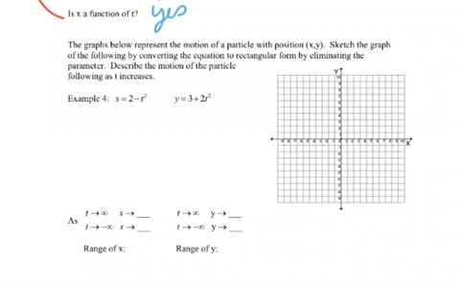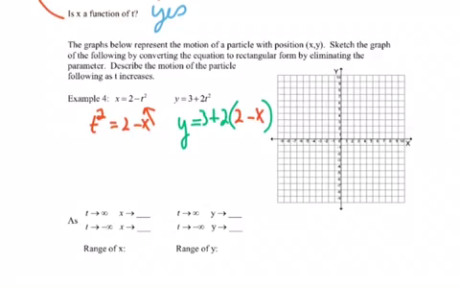So what you do is you solve one of the equations for one of the variables. In this case, since both of them have a t squared in, I'm going to solve this first one here for t squared. So solving this for t squared, that would give me t squared would equal 2 minus x. And now I can shove that into the y. So this will give me y equals 3 plus 2 times, instead of t squared, I'm going to put 2 minus x.